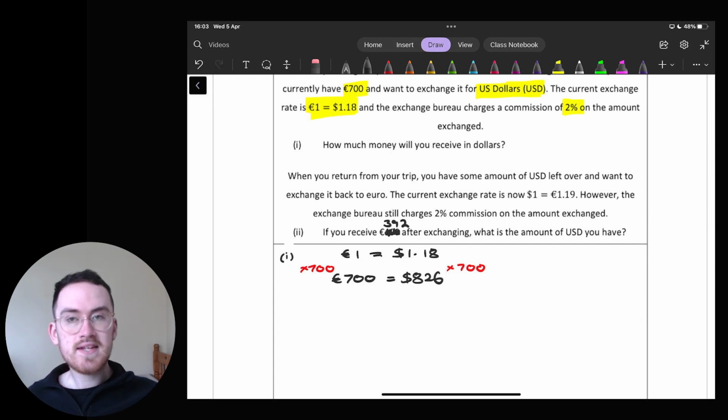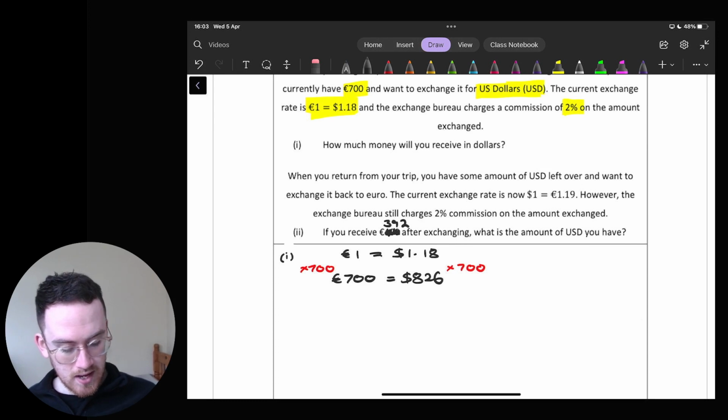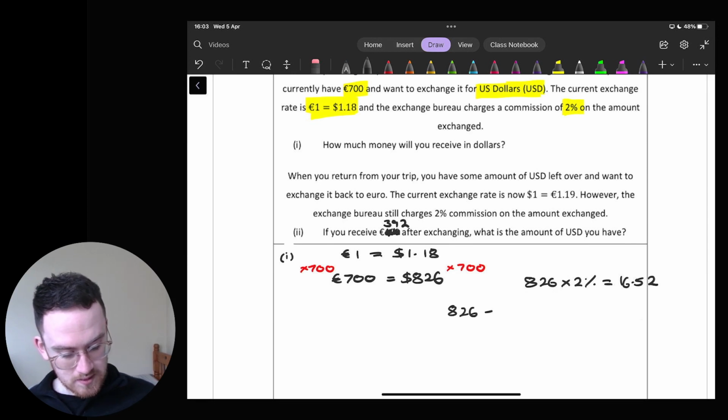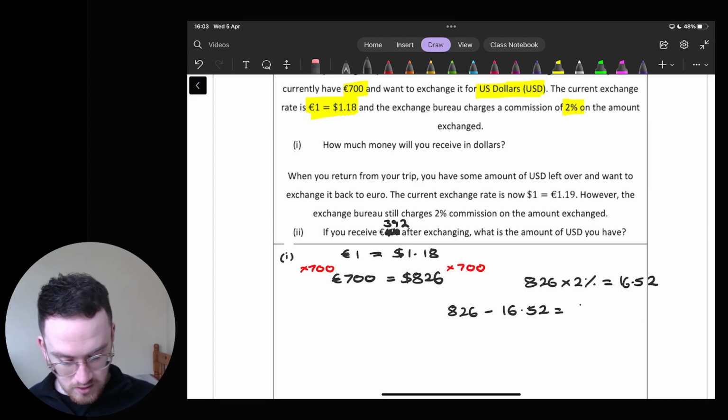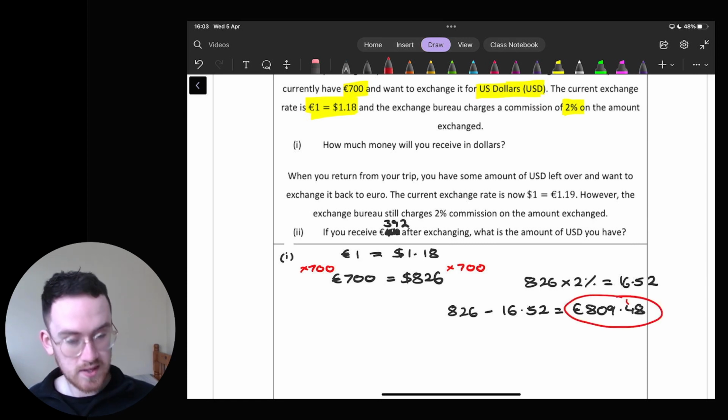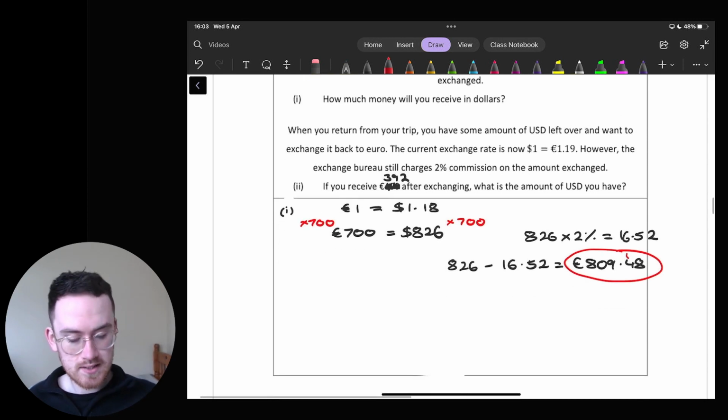Okay, that is not actually what I get, though. I have to work out the commission. So my $826, there's 2% commission charged on that. 2% of that is $16.52. So the value that I get is the 826 minus the 16.52, which gives me an answer of $809.48. So that's what I actually get to take on my holiday with me.